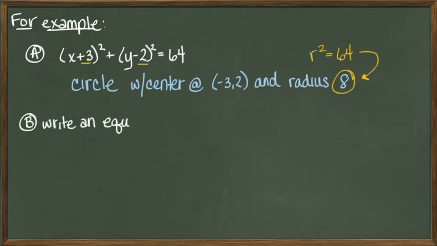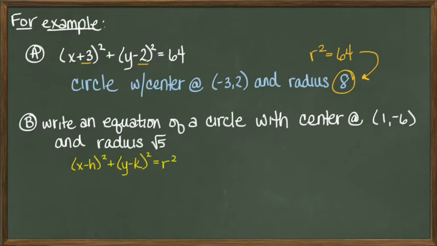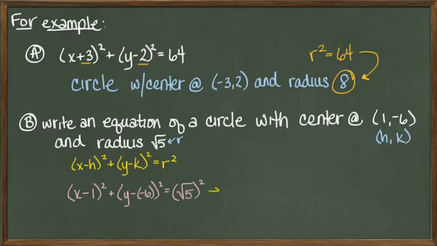What if I'm just given details? Well, we take that generic form for standard form, and we plug in what we know. So we start with that standard form equation. We identify what our center is, we identify what our radius is, and we put the pieces together. All said and done, if we want to write an equation of a circle with a center at (1, negative 6) and the radius of square root of 5, yes, your radius could be anything, we get (x minus 1) squared plus (y plus 6) squared equals 5.